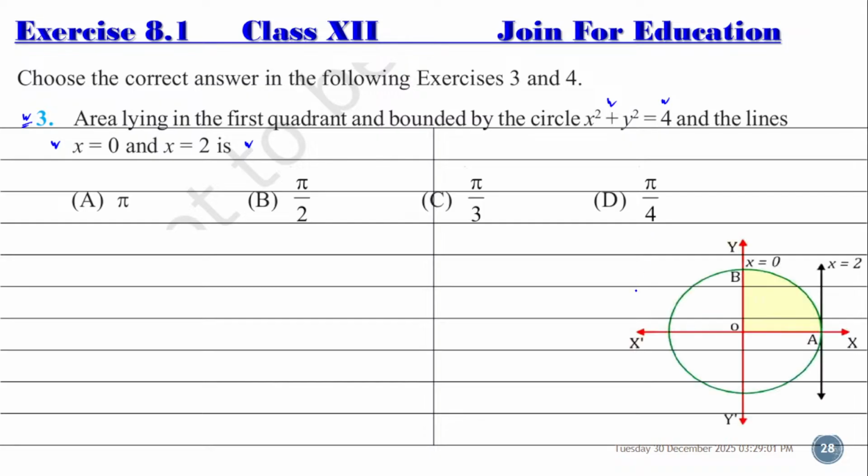So this is the relevant figure. When x equal to 0, then the line passes through the y-axis. When x equal to 2, then the line passes through A. So we find the area lying in the first quadrant. It means that in this quadrant, and bounded by the circle, this. So the area bounded by the OB and this one.